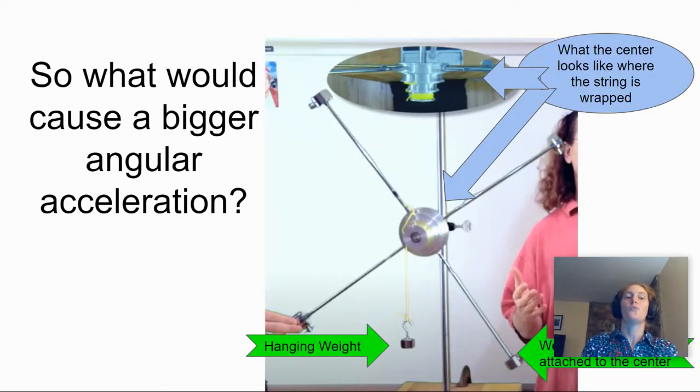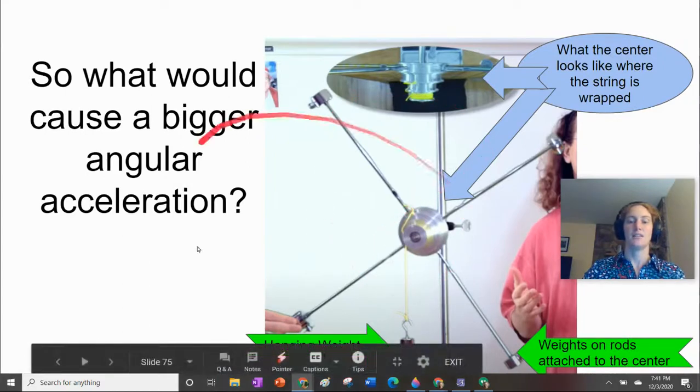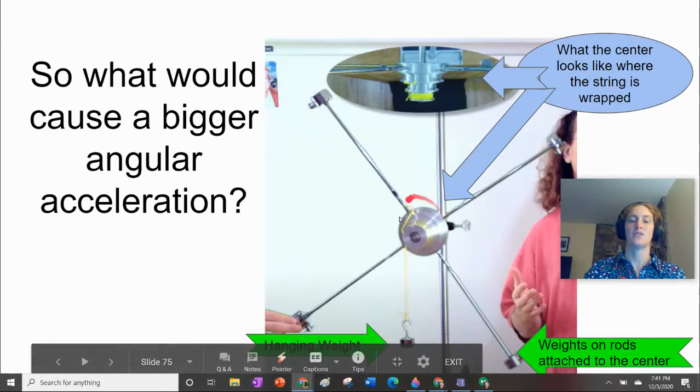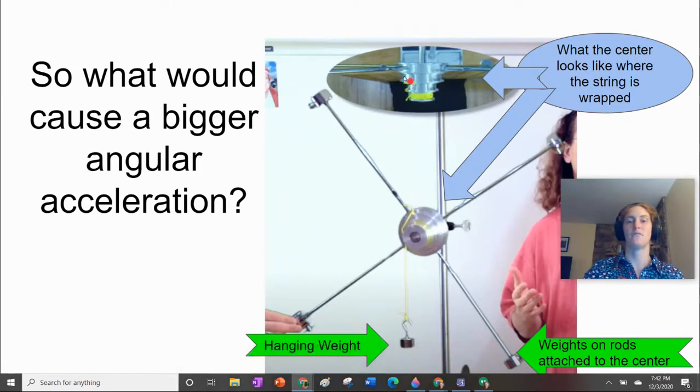So, what would cause a bigger angular acceleration? You're going to watch a demonstration in a moment. This is a contraption where you can move these little weights in and out. You can adjust where this string is wrapped on the center. And this little weight, as it unwraps here, is going to pull down this part, causing this contraption to unroll. This is what the center looks like, where you can see 3 different places you can put your string. So what would cause a bigger angular acceleration? Pause this, think about it, and then resume.